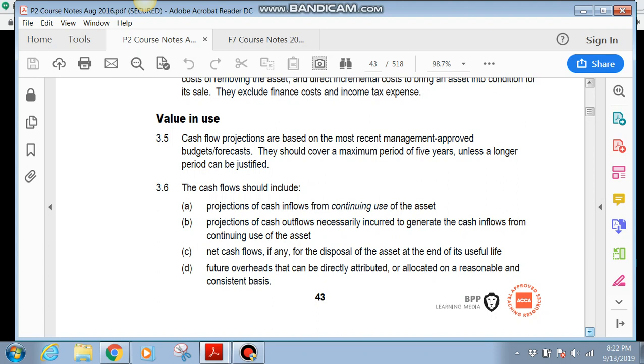Lastly, it should also include further overheads that can be directly attributed or allocated on a reasonable and consistent basis. So any overheads which are attributable to this particular asset should also be included. Okay? Those are the cash flows that you need to compute value in use.